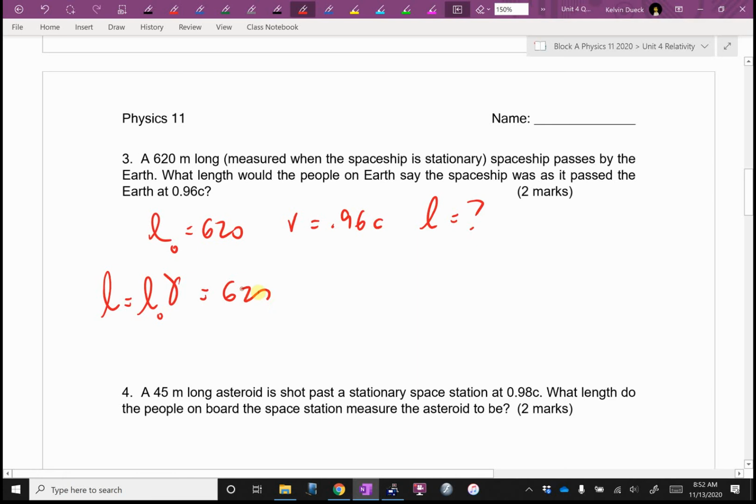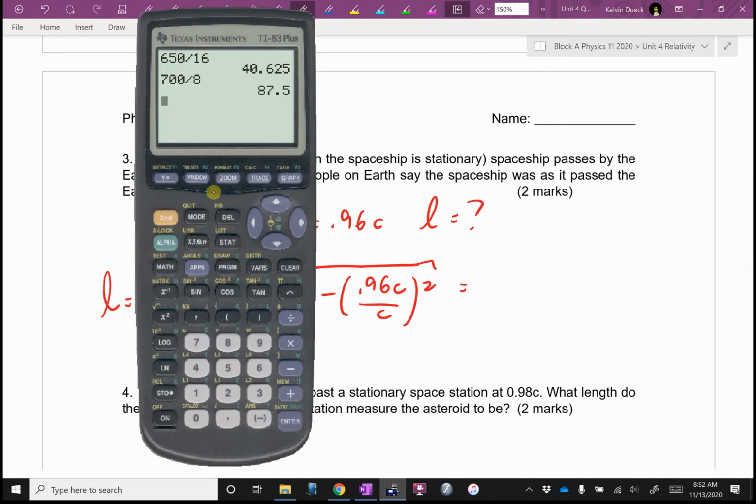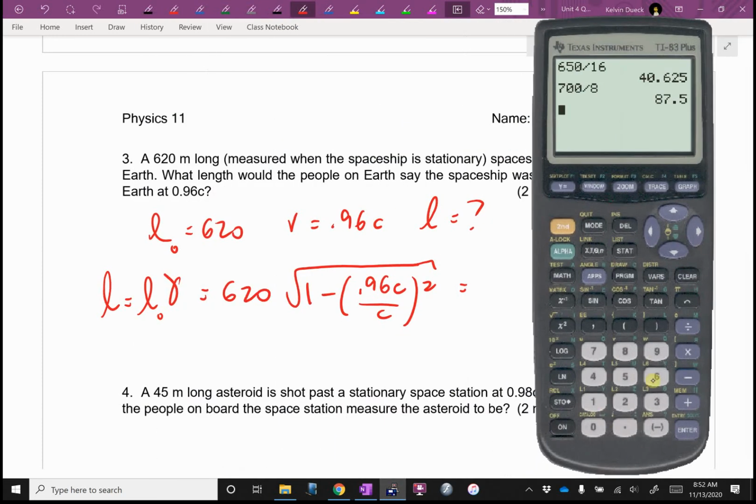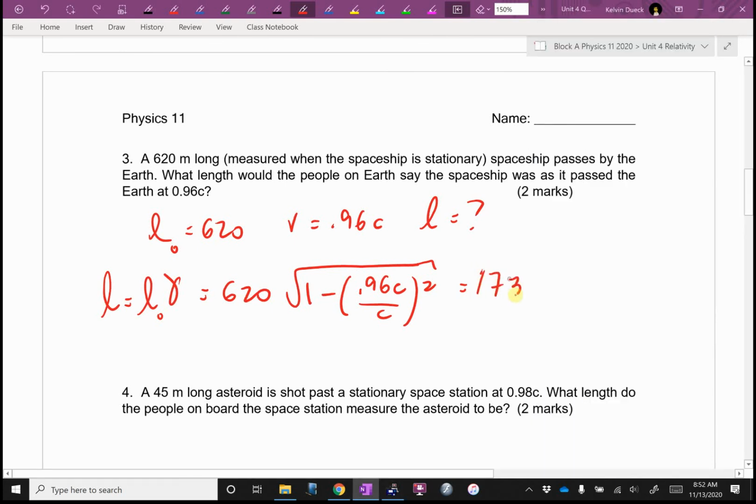So it's going to be 620 times the square root of 1 minus 0.96 c over c all squared. Do you see? 620 square root of 1 minus 0.96 squared. I'm taking more shortcuts and doing it all in one step more often. Figure out how your calculator works. I hope you have by now. 173.6 meters.